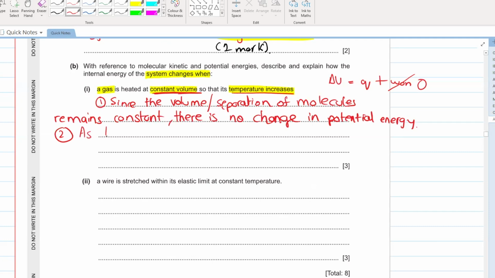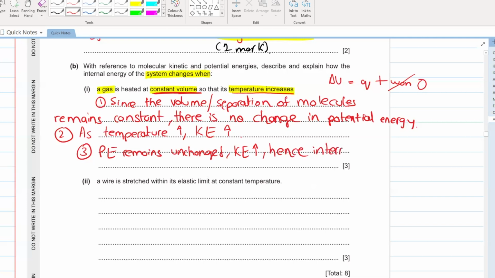As temperature increases, kinetic energy increases. What will you write as the last point? Potential energy remains unchanged, kinetic energy increases, hence your internal energy increases. Simple as that, nothing complicated here.